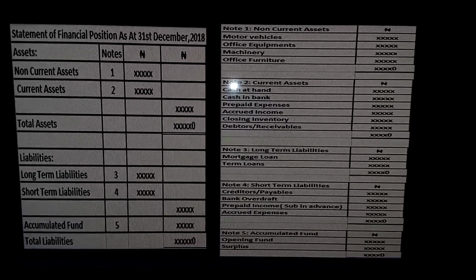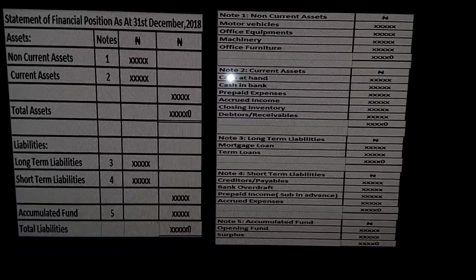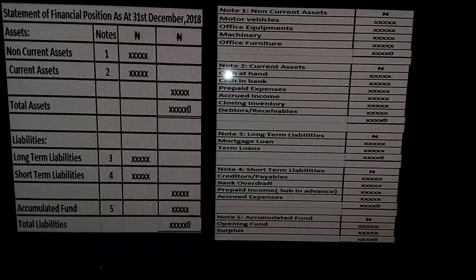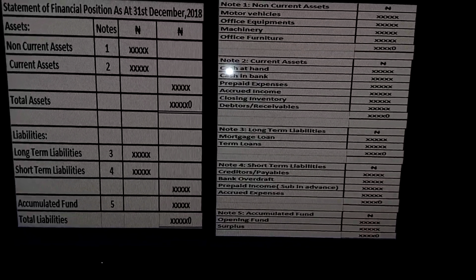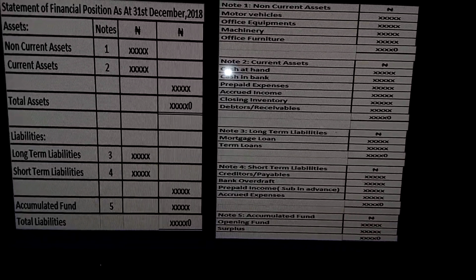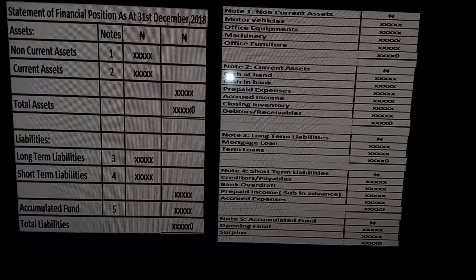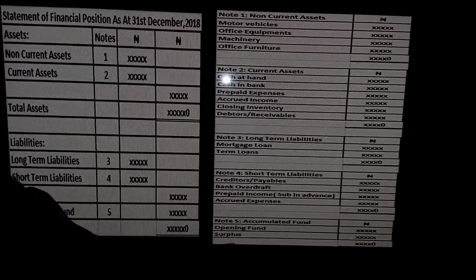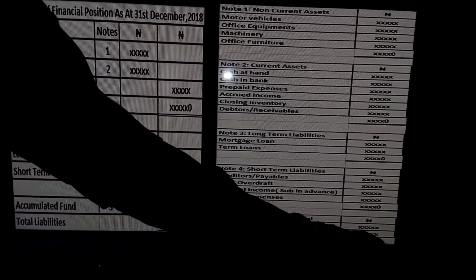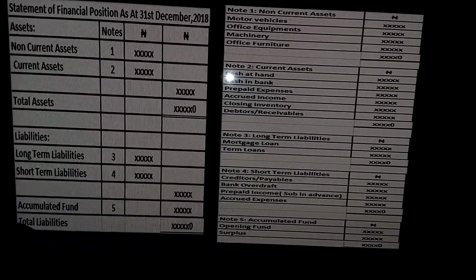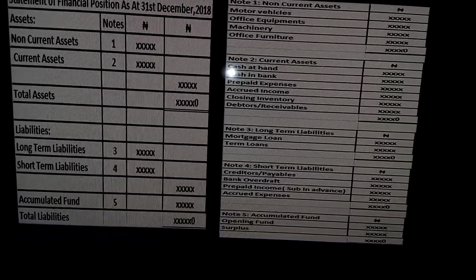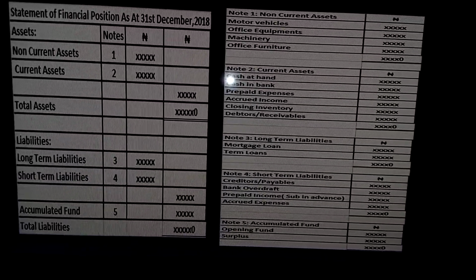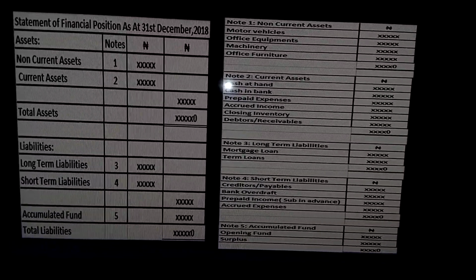So basically, in this case, we are adding our surplus to our accumulated fund. If it's a deficit, we are deducting it from our accumulated fund. So in this case, we had opening fund here, and then we have surplus. That means there was profit. So when you add it to this, you have that accumulated fund. That is what you're bringing here. So at the end, your total liabilities must be equal to your total assets.